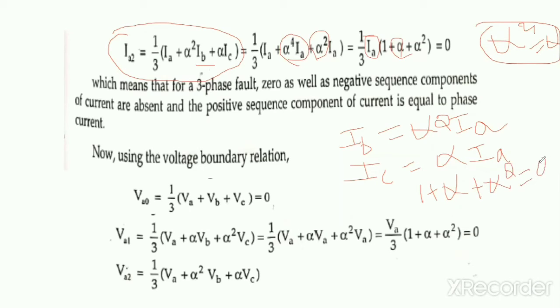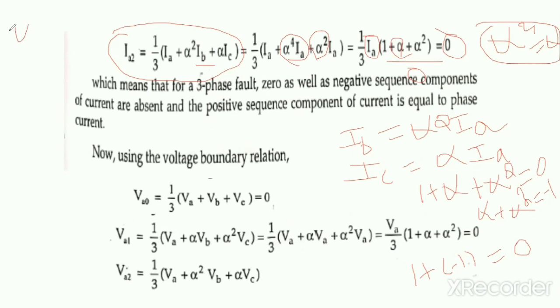How will it be equal to 0? The value of alpha plus alpha square is equal to minus 1. We substitute alpha plus alpha square equal to minus 1 in this equation. Therefore, minus 1 plus 1 gets cancelled, then we obtain 0. That means 1 by 3 into IA into 0, then we obtain IA2 is equal to 0.